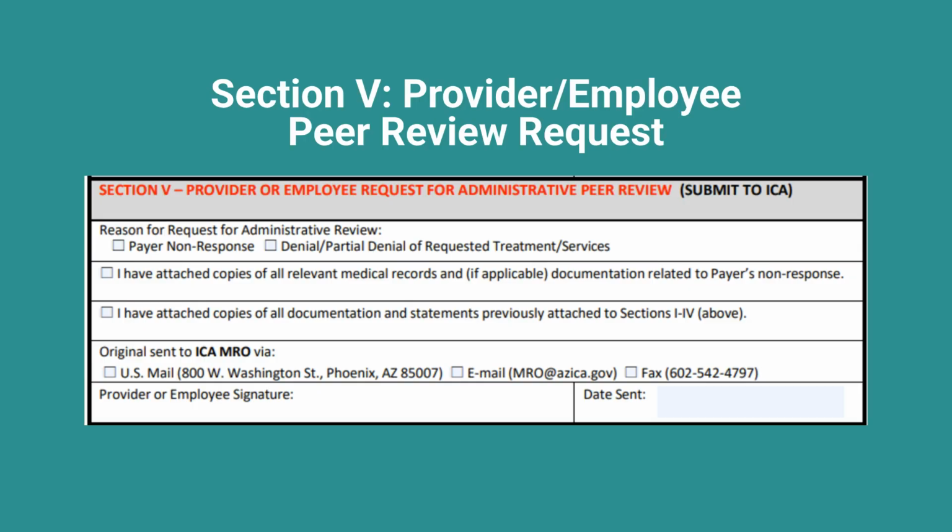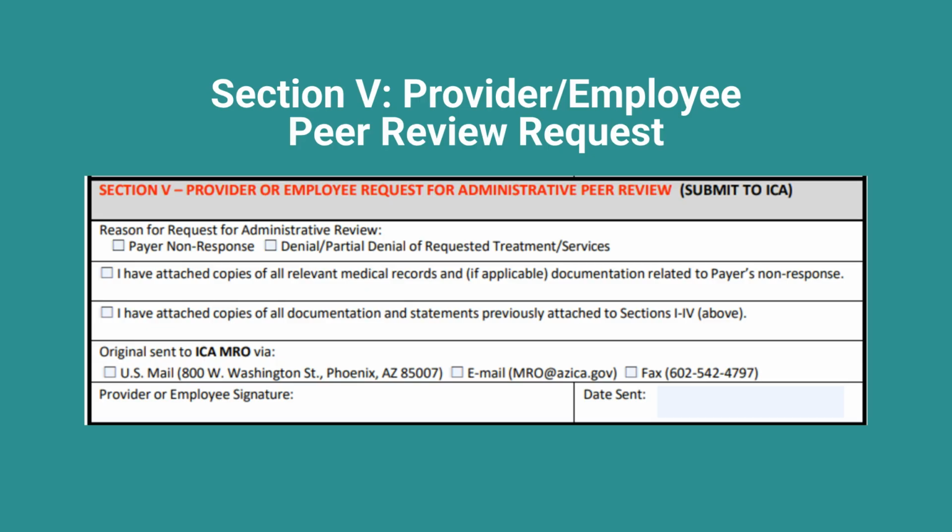Section 5 of the Medical Treatment Preauthorization Form is where a provider or employee requests administrative peer review. A medical provider or injured employee may file a request for administrative peer review, Section 5, by submitting to the Medical Resource Office. Section 5 of the Medical Treatment Preauthorization Form must be completely filled out to request an administrative peer review, along with attached copies of all relevant medical records, and, if applicable, documentation related to a payer's non-response, and attached copies of all documentation and statements previously attached to Sections 1 through 5.